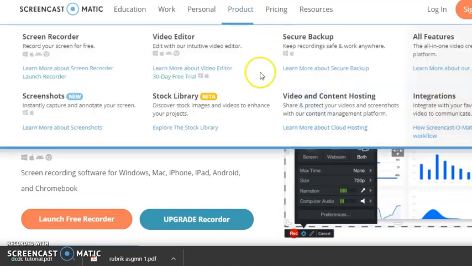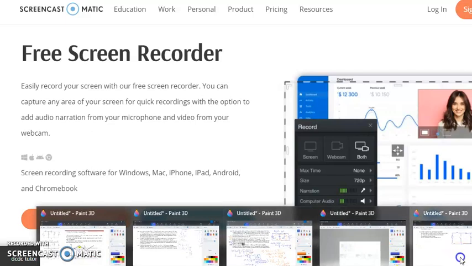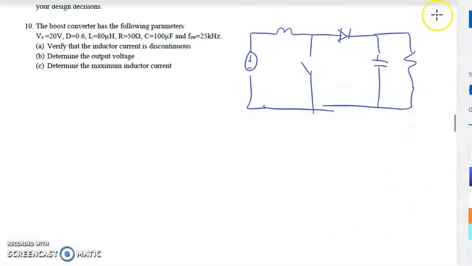The boost converter circuit with the parameters given inside the statement: 20 volt incoming, 0.6 duty cycle, 80 microhenry of inductor, 50 ohm of our load, then 100 microfarad of our capacitor. So that means we are having this circuit. We want to evaluate the behavior of this circuit.